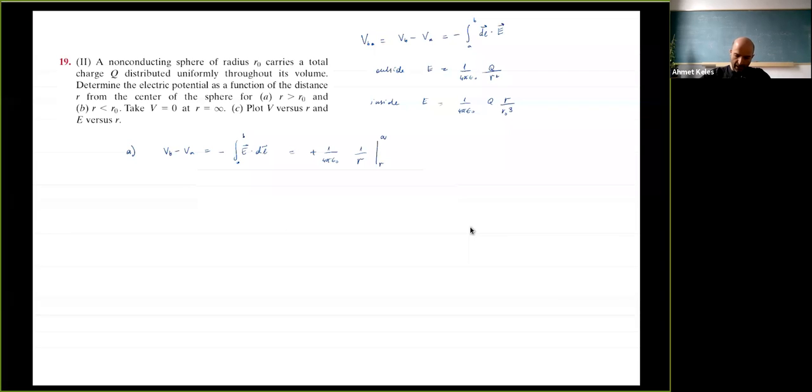Okay. And if we take V of R equal to infinity, you can solve this equation for VA. Okay, if we put this 0, then V of R will be just that guy, right?